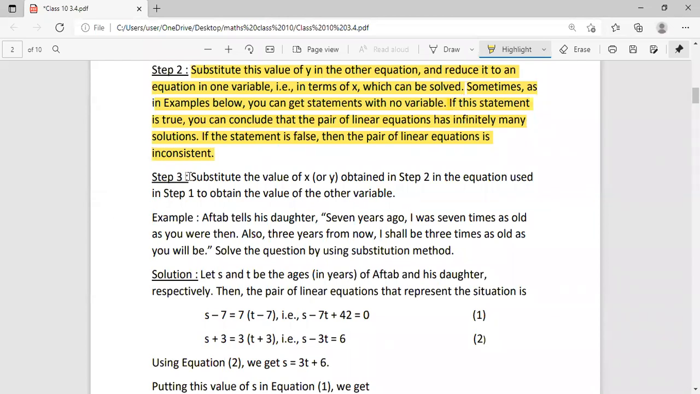Now, in step 3, we have to substitute the value of x or y obtained from step 2. Then we can find our remaining variable also.